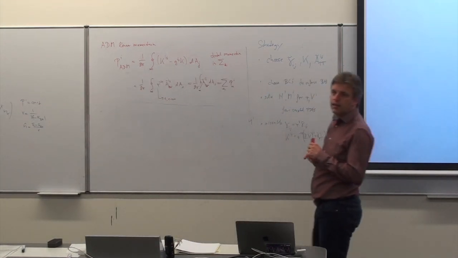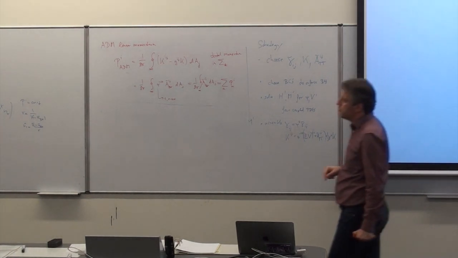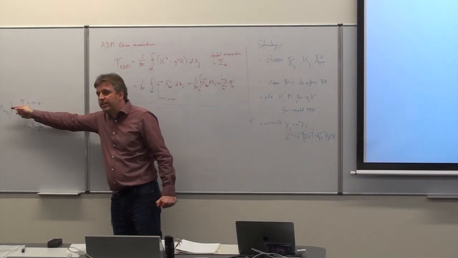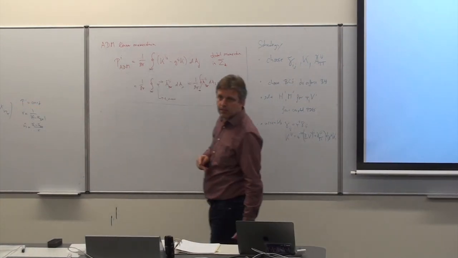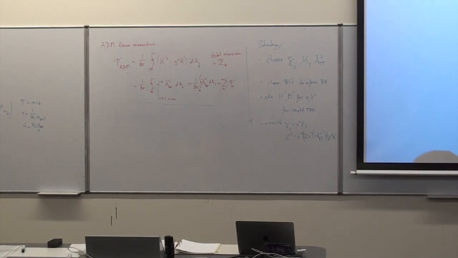So if you only have a single black hole, this P term, this A_ij^P, represents the linear momentum of the black hole. And if you have multiple black holes, you get the sum of it, because, as it turns out, on this level the constraint equations are linear enough that you'll just get a sum.